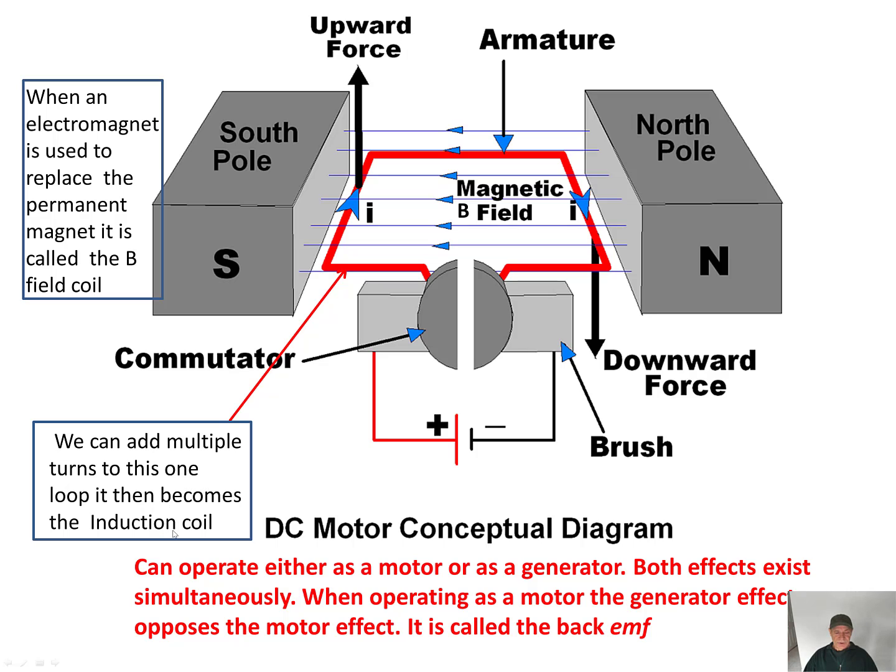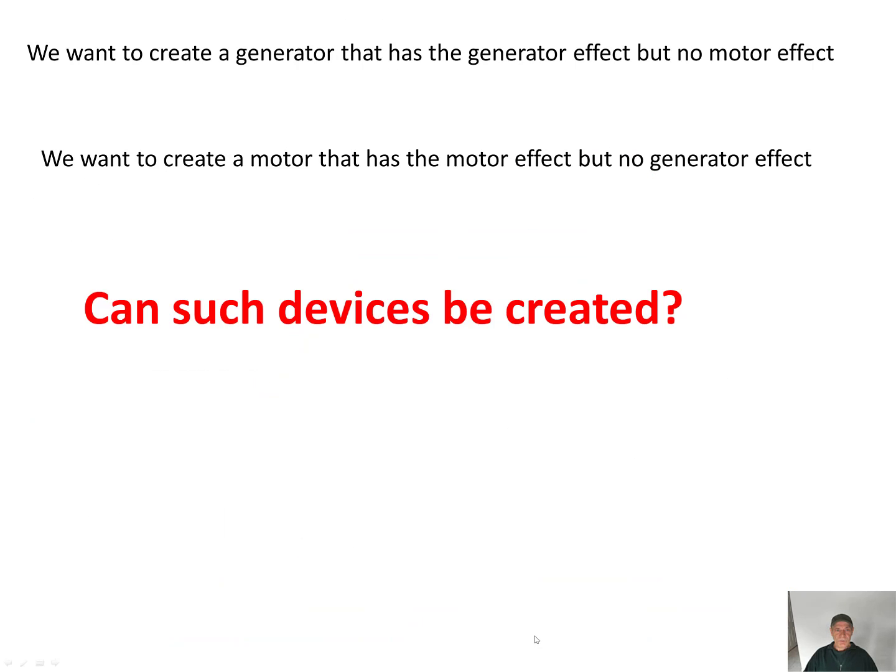This device can operate either as a motor or as a generator. Both effects exist simultaneously. When operating as a motor, the generator effect opposes the motor effect. It's called the back EMF. You want to create a generator that has the generator effect but no motor effect. We want to create a motor that has the motor effect but no generator effect. Can such a device be created?